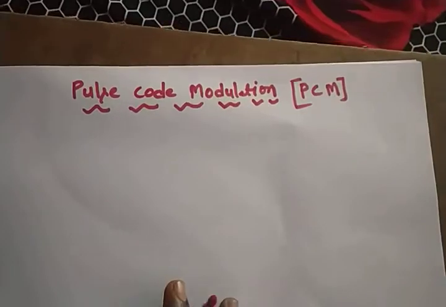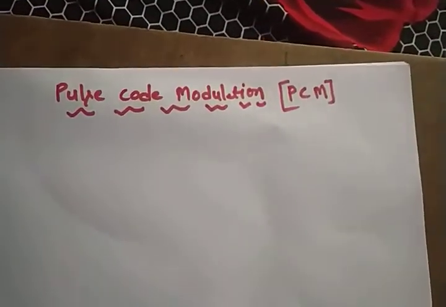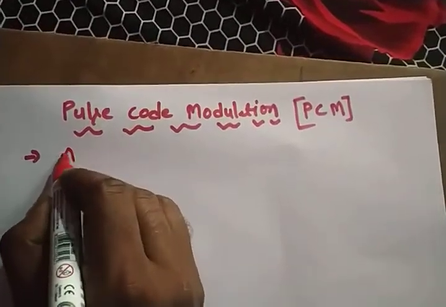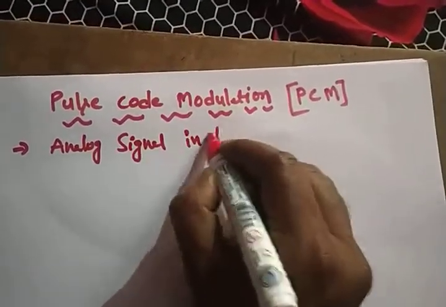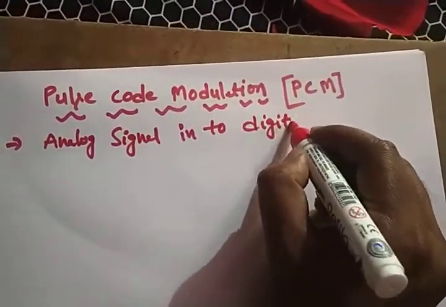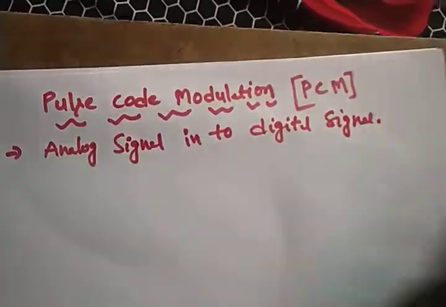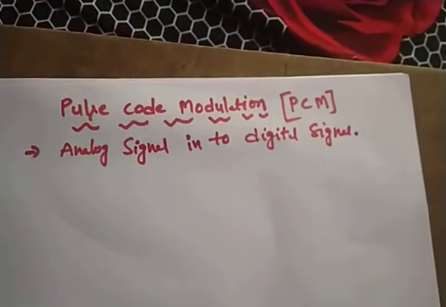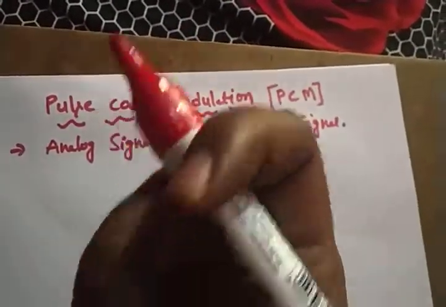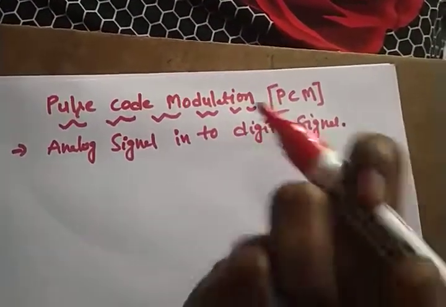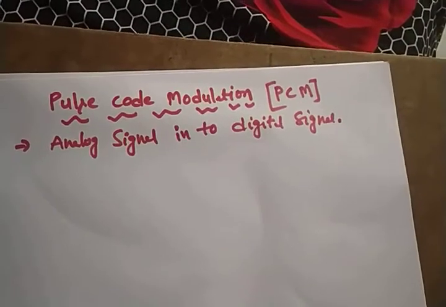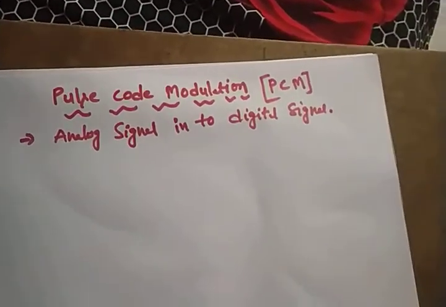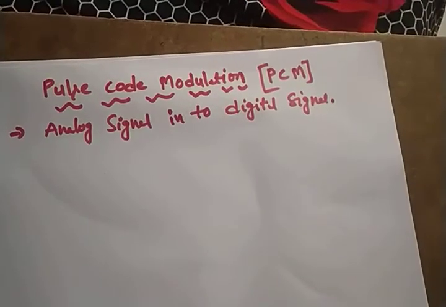The main function of pulse code modulation is that it converts an analog signal into a digital signal. The analog signal, whatever the continuous message, is converted to digital. Your computer will understand only digital form, the 0-1 form. So the main concept of pulse code modulation is that it converts an analog signal into a digital signal.